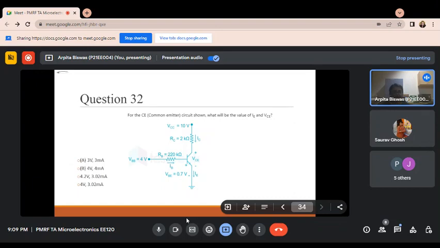Ravi, I think this is a very easy question. See here, what you have to do, just take this loop. The second loop is VCC minus ICRC minus VCE, equal to 0. Up to this, everyone is clear, na? Ravi?